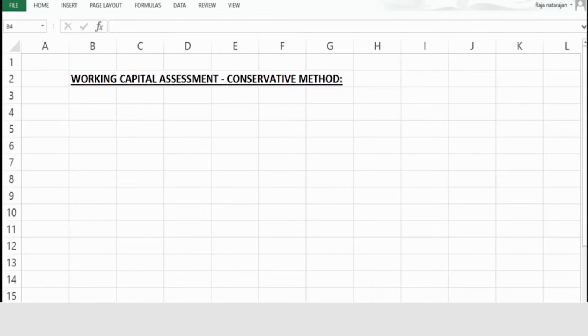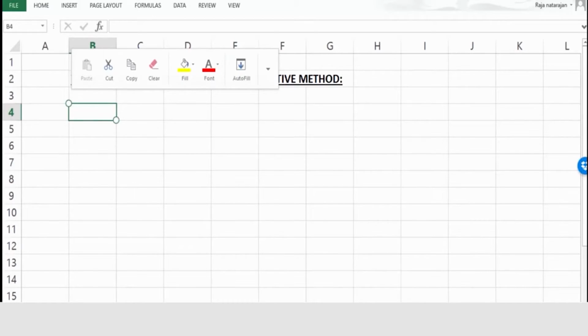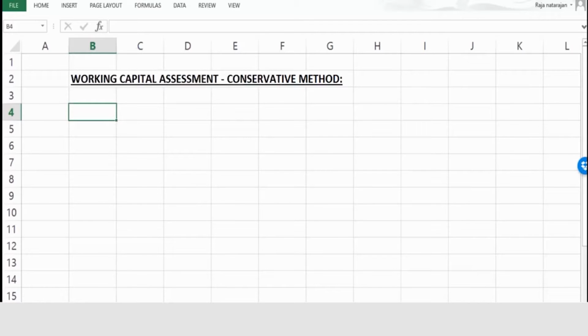Let us look at the conservative method adopted by the private bankers for assessing working capital. So how do they do it? They always link the working capital with the sales. Unlike the earlier method, where the focus is more on the cycle, because the cycle could vary according to business, here almost a uniform cycle is applied for all businesses. How? The focus is on sales.